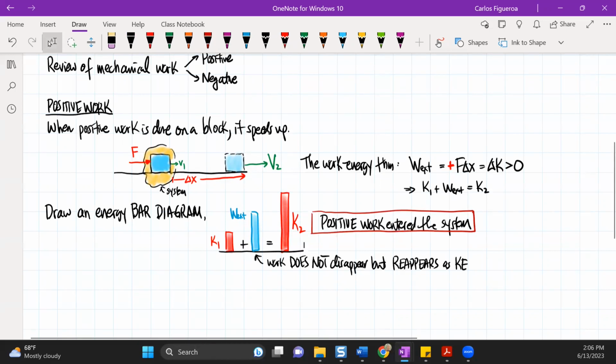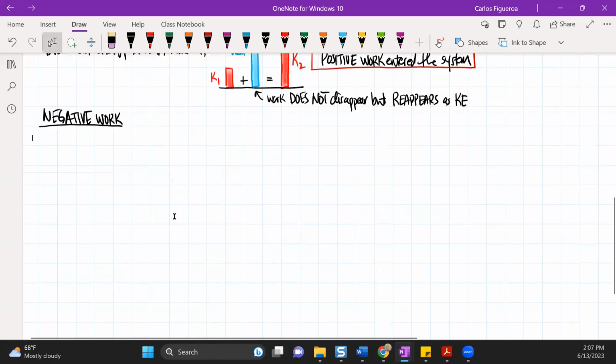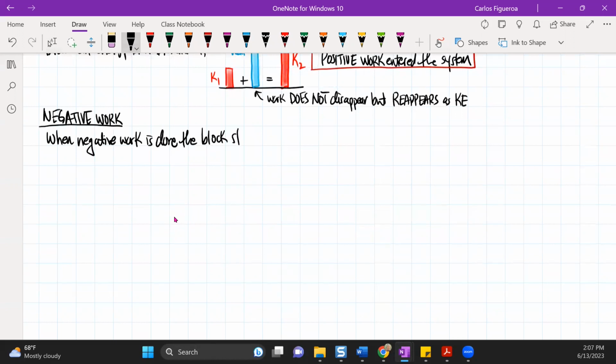In a very analogous way, we could say the same thing about negative work. So if I look at negative work, what am I seeing here? Well, when negative work is done, the block slows down. So what do I mean by this?